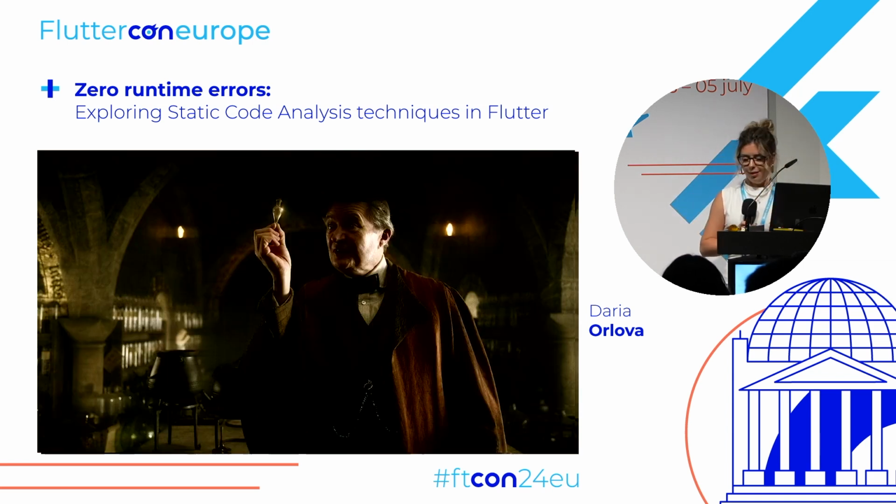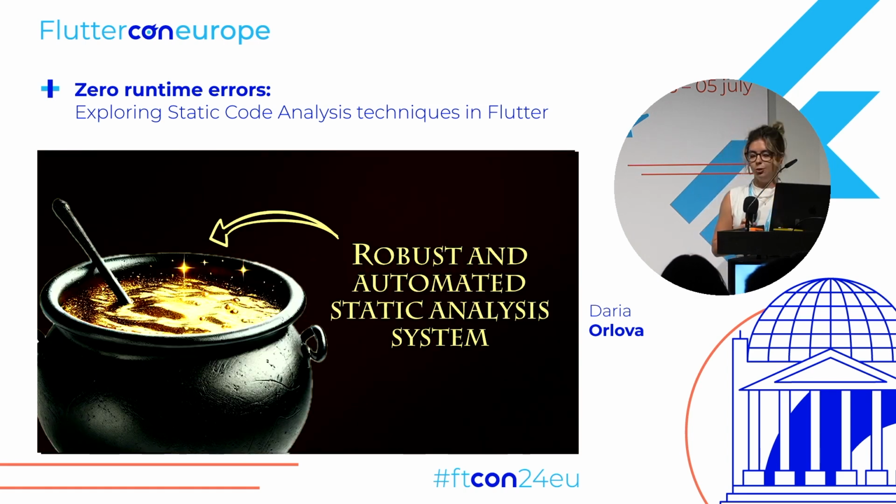In Harry Potter and the Half-Blood Prince, students in their potions class were brewing a potion called Felix Felicis, also known as liquid luck. A sip of that gave the drinker a spell of luck, and anything they attempted would be successful. Inspired by that, I decided that Felix Felicis is a great analogy to what we will be brewing today, and that is a robust and automatic static analysis system.